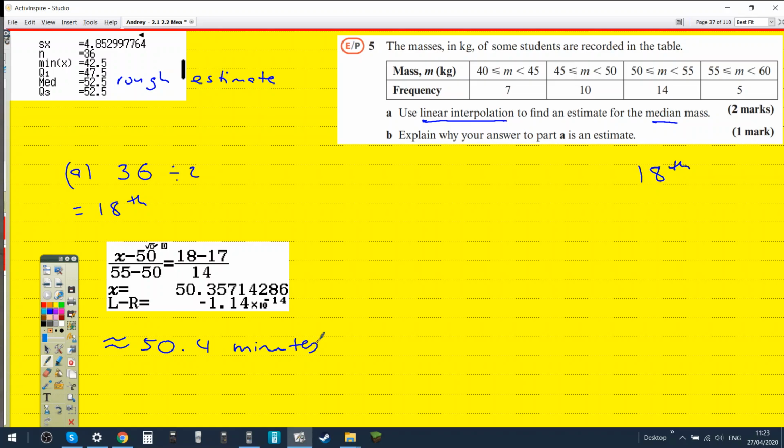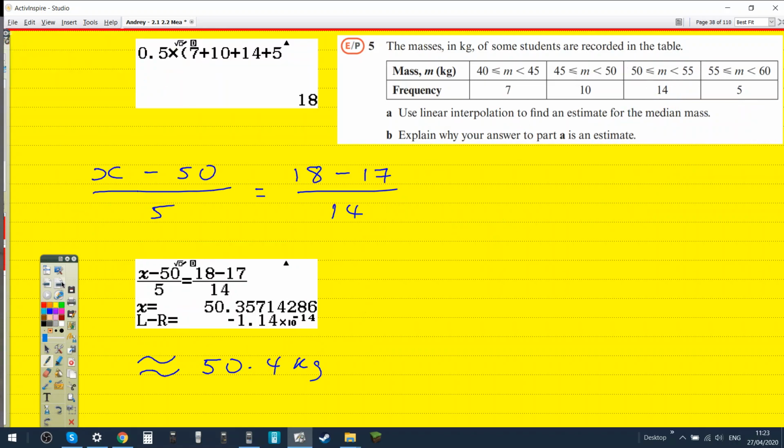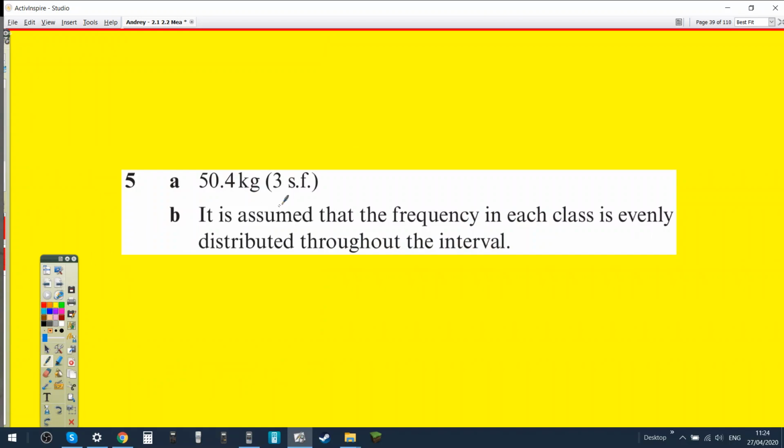Because there's varying different methods. I'd probably say because the data is grouped. Okay, so it's not raw data, it's grouped data. So it's like 14 are between 50 and 55. You don't know exactly the weight of each group, like of each thing. It is assumed that the frequency in each class is evenly distributed throughout the interval.